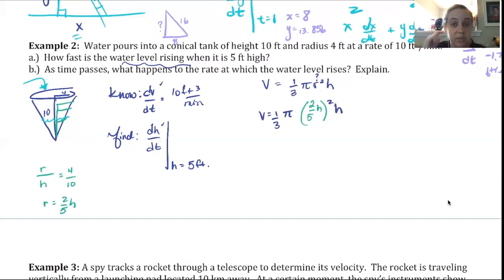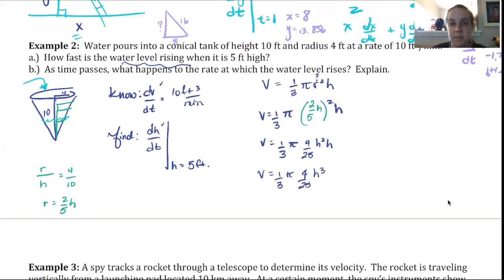Now, you're down to 2 variables, which is good news. You could do the calculus. You could take a derivative right now, but there'd be a product rule and a chain rule. I don't really want to do that. So be a good algebra student. Do more algebra. (2/5 H) squared would actually be 4/25 H squared, times H. So this is 1/3 pi 4/25 H cubed. Now, I'm not going to combine the 1/3 and the 4/25. You could, but you'll see why in a second, why I chose not to do that.